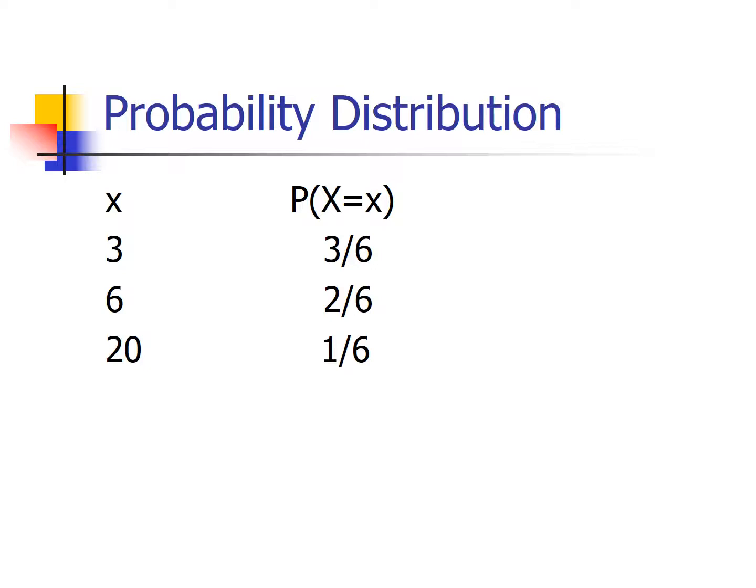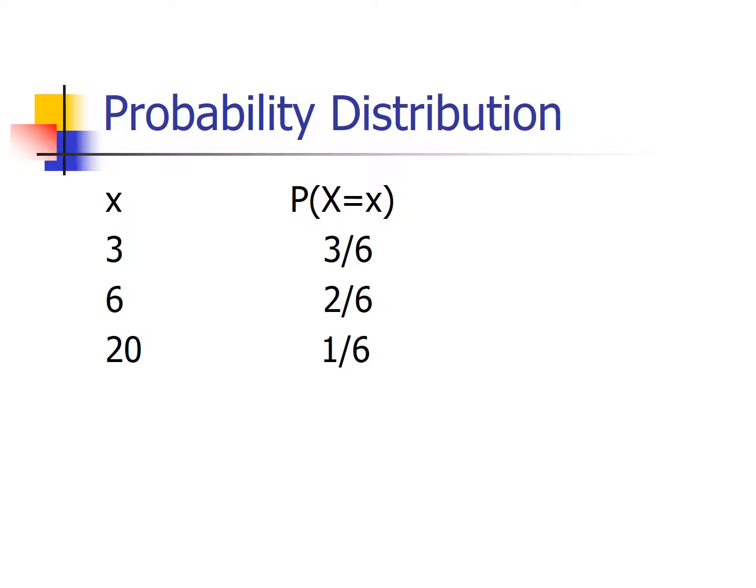Alright, so here's the probability distribution. X is the amount of money we can win. The left-hand column are the possible outcomes. We can win $3, $6, or $20. And the probabilities are along the right. So there was a total of 6 balls in the urn, 3 of which were red. Red is what gave us $3. So the probability of winning $3 is 3 out of 6.